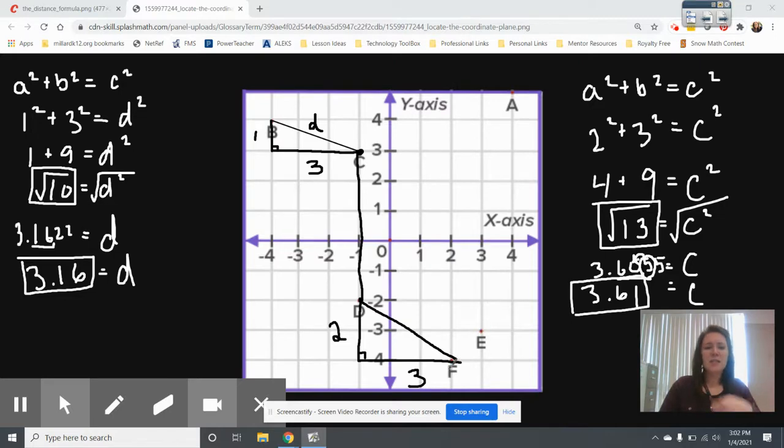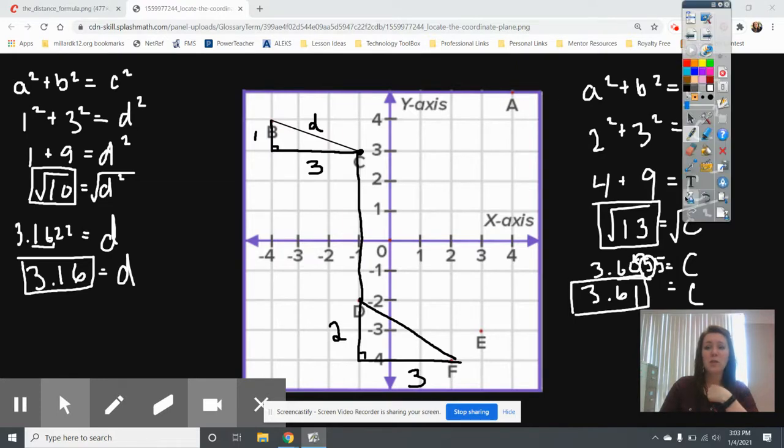And we could find the distance between F and E. We could find the distance between A and E. Anything like that, this strategy still works. So that is one strategy for finding the distance between 2 points.